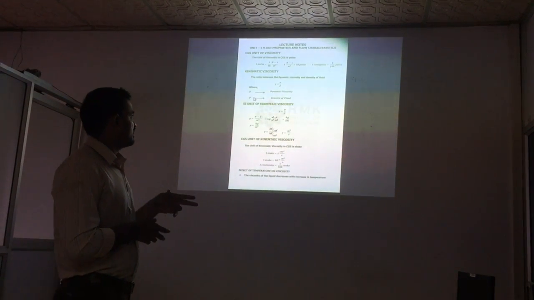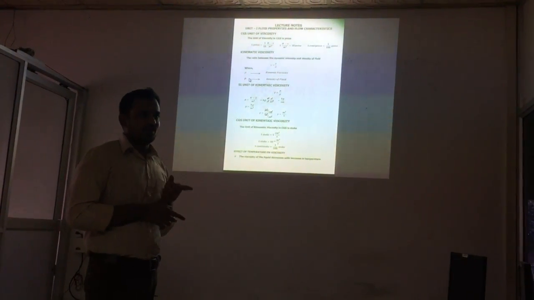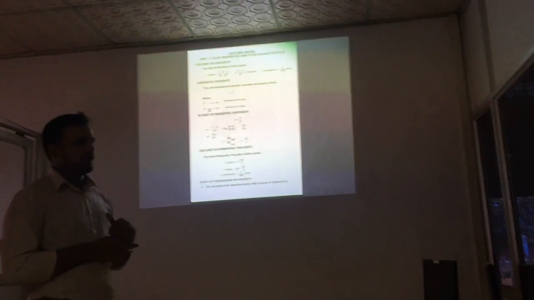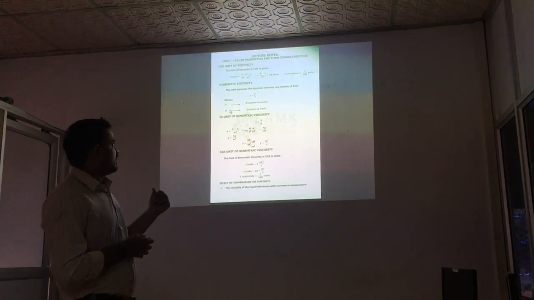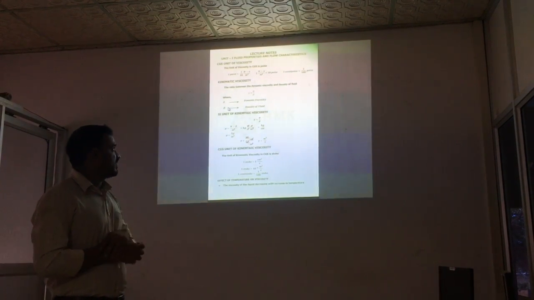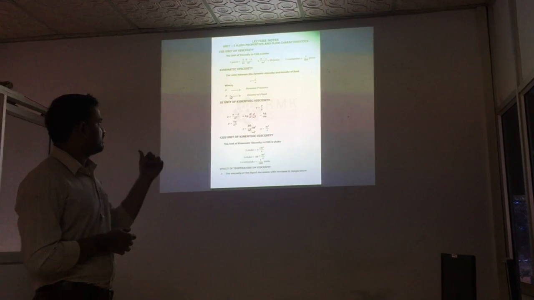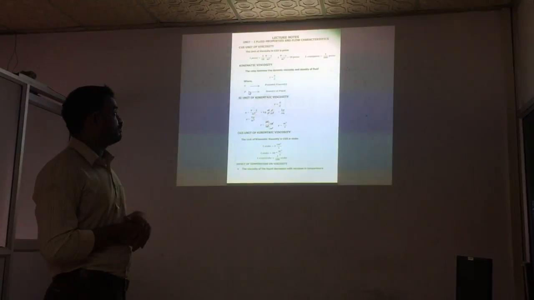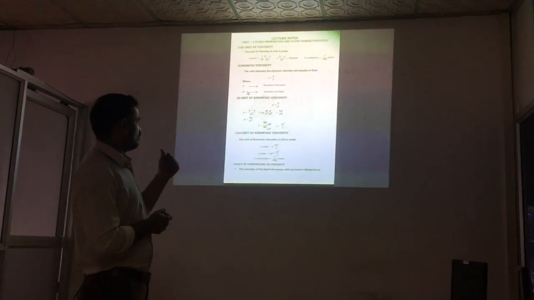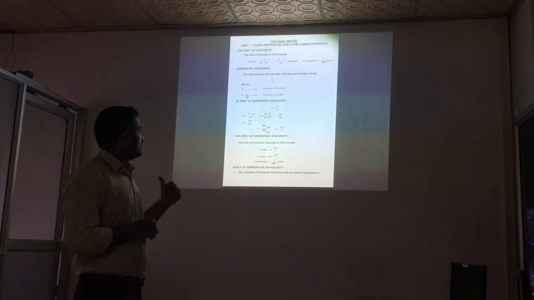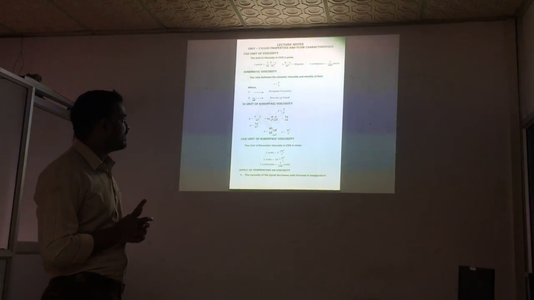Second, I already classified two types of viscosity: one is kinematic viscosity, another one is dynamic viscosity. Dynamic viscosity we already said is mu. Kinematic viscosity is the ratio of dynamic viscosity divided by density, that is nu is equal to mu divided by rho. Mu is dynamic viscosity, rho is the density of the fluid. The SI unit of kinematic viscosity is meter square per second.